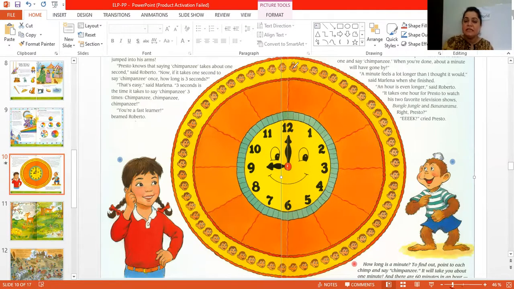First of all, we will see how many are in a minute. From 12 till 1, there is 1, 2, 3, 4, 5. Now this is 1 minute, starting from 12 till 1. Now another is from 1 till 2: 1, 2, 3, 4, 5. This is another minute, right?